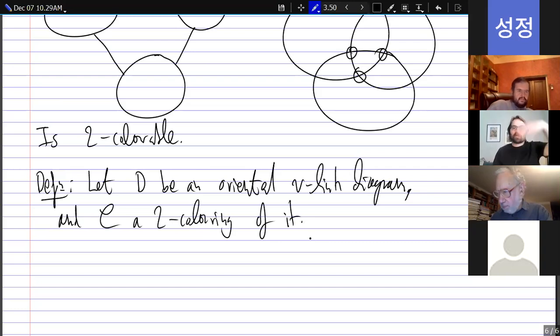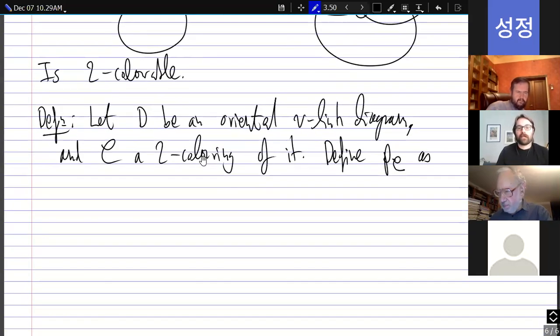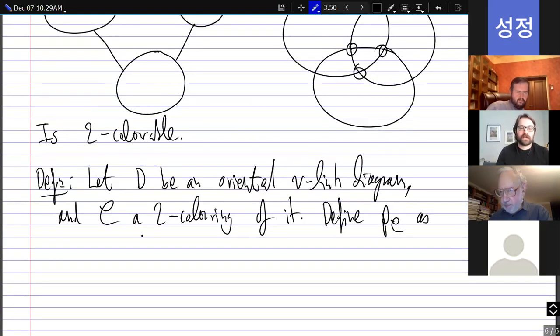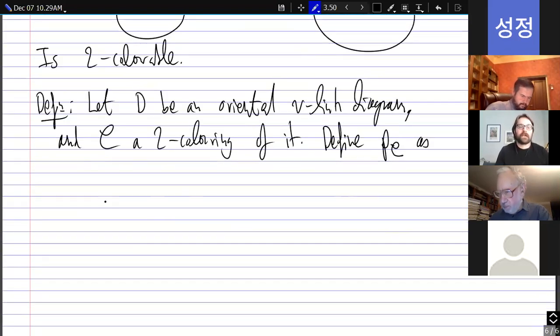So this goes to the triangle I was showing you a few minutes ago, where I have to pick an orientation. So I'm working with virtual link diagrams, and then I have to pick a two coloring of it. It's not enough for it just to be two colorable. I have to pick one. Define the function P, which depends on this two coloring, as it's going to be a parity, so it's a function on the classical crossings, like so.